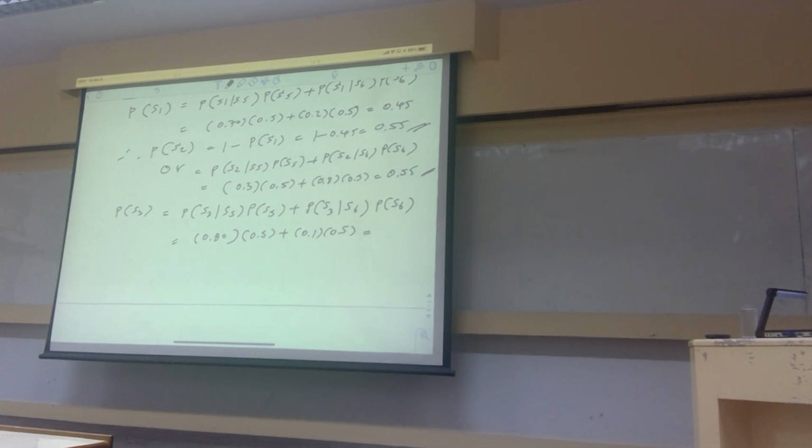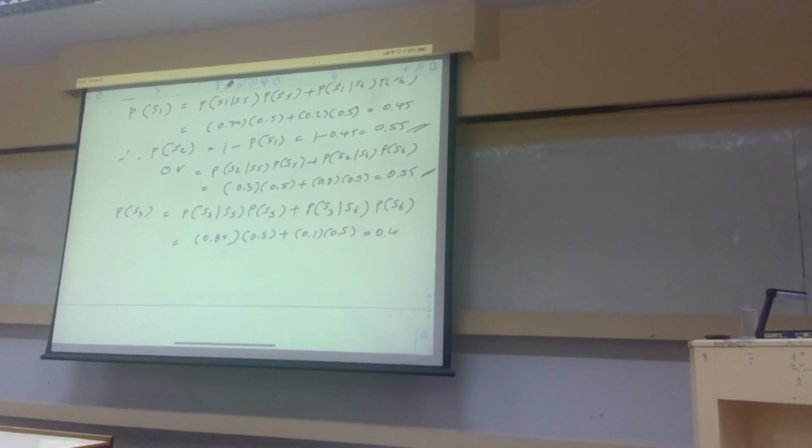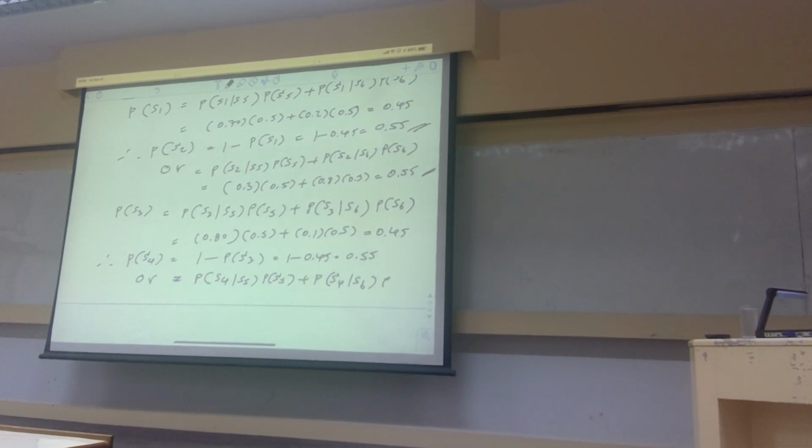Again, you have 0.45. So probability of S4 actually equals 1 minus probability of S3. Or if you want to calculate it another way, it will be equal to probability of S4 given S5 multiplied by probability of S5, plus probability of S4 given S6 multiplied by probability of S6.